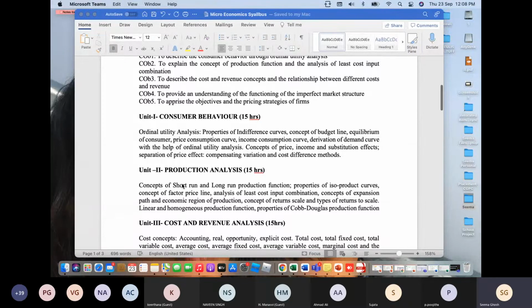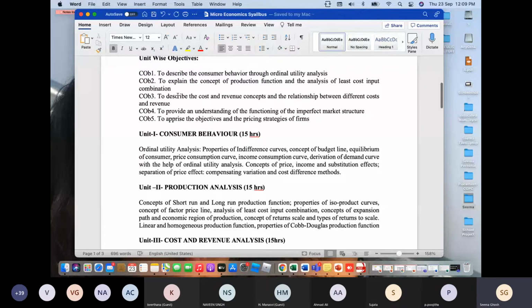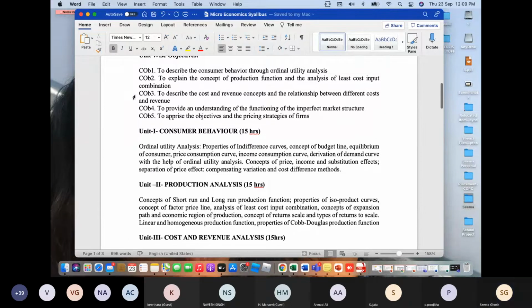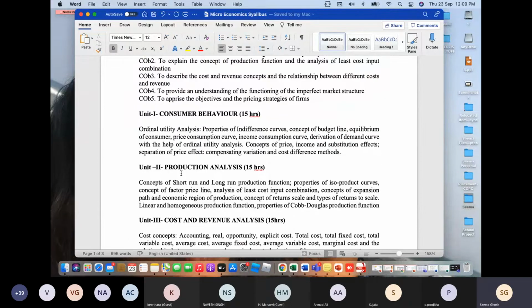Now, the second unit is related to production analysis. After the theory of consumer behavior, we will start with the other aspect of economic activity, which is the production of goods and services. When you talk about production of goods and services, we are talking about production analysis. If you see the objective, students, what is our objective? To explain the concept of production function and the analysis of least cost input combination. So what are we going to study? We are going to study the production function.